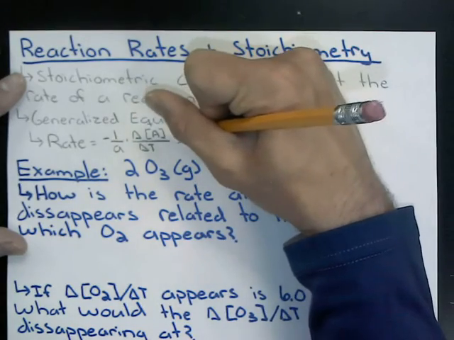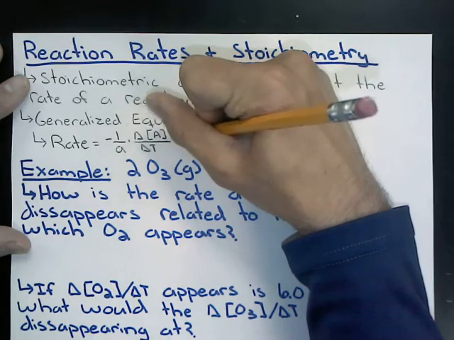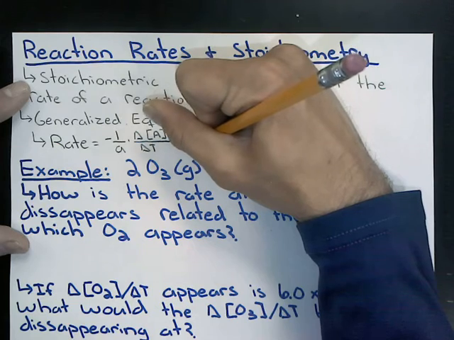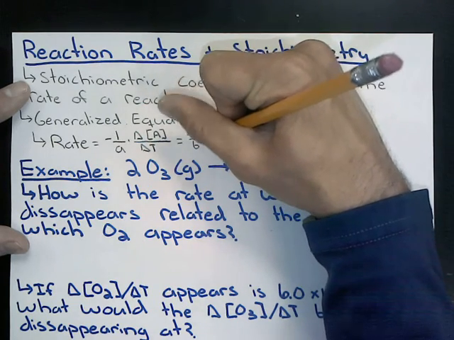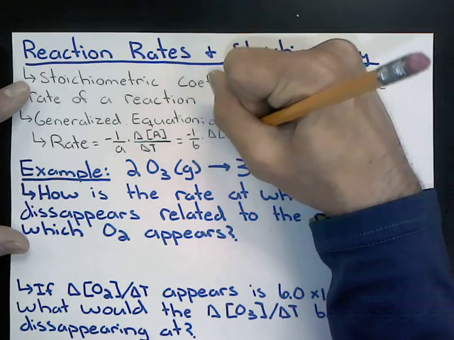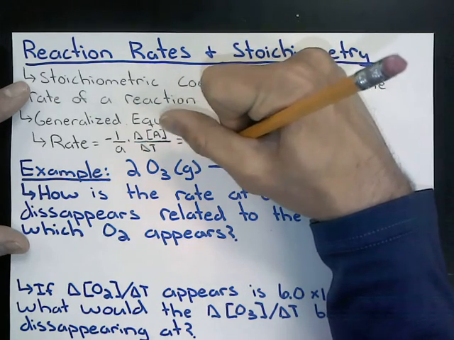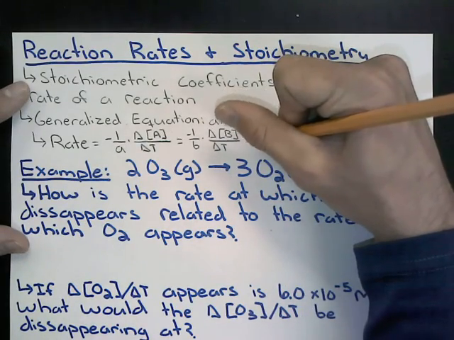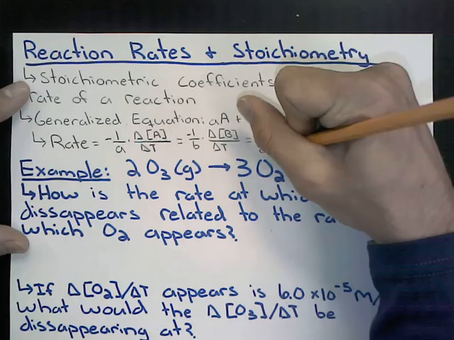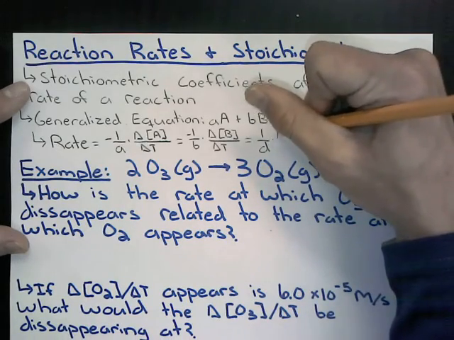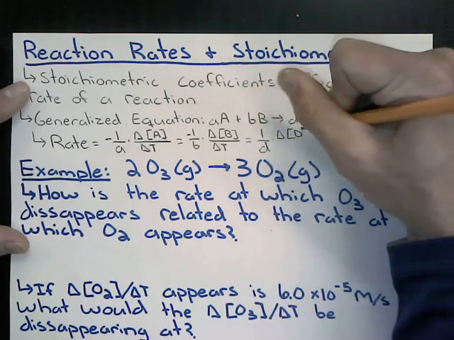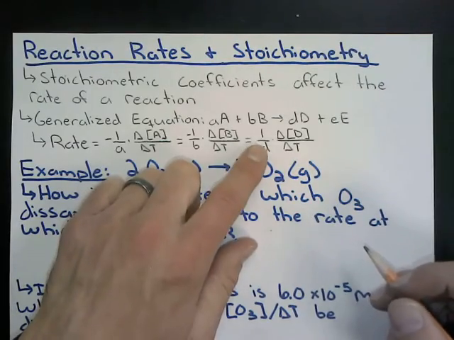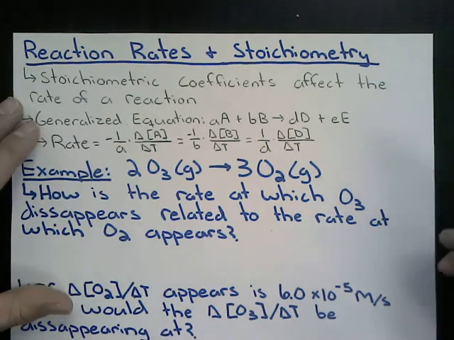Now that is equal to negative 1 over the coefficient of B times the change in B, all divided by the change in time. Now that is equal, again, to 1 over the coefficient d times the change in concentration of D over the change in time. Now, because we are starting with products, there is no negative sign.